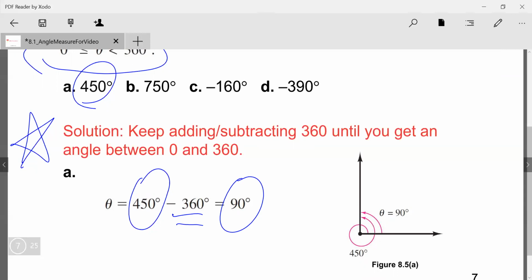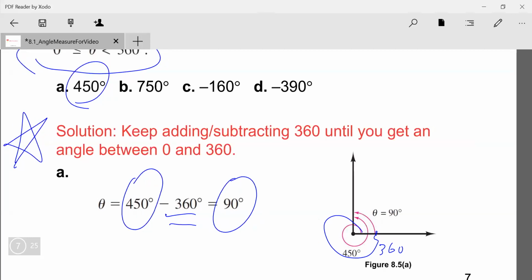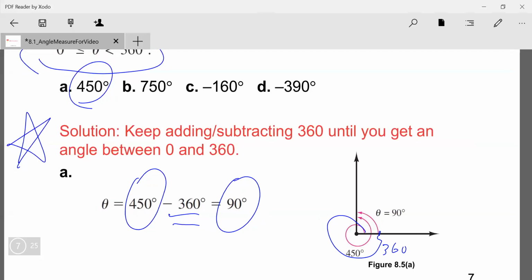And in fact, we can check that. To get 450, you first rotate 1 full circle, that's 360. And then you continue to add 90 degrees to get 450. So 90 degrees is the coterminal angle of 450. Okay, that's for A. How about B here?